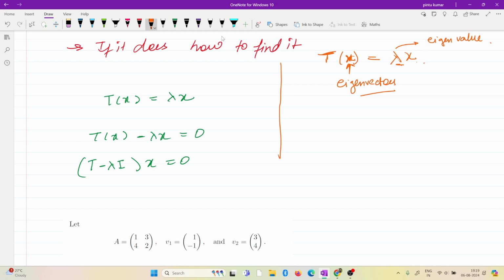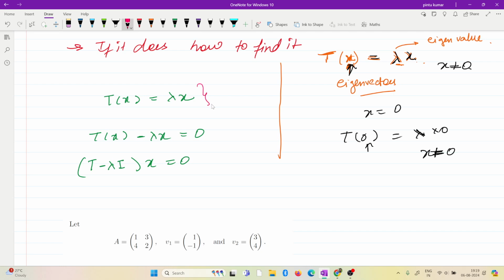One more thing over here is that you want your x to be non-zero, because if your x is 0, then this is very trivial. T of 0 is always equal to any lambda times 0. So that is not at all an interesting case. We want to restrict x to be non-zero. So we want to search for only non-zero x such that T of x is equal to lambda x.